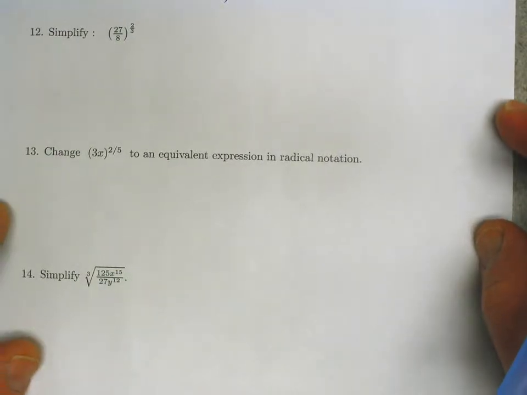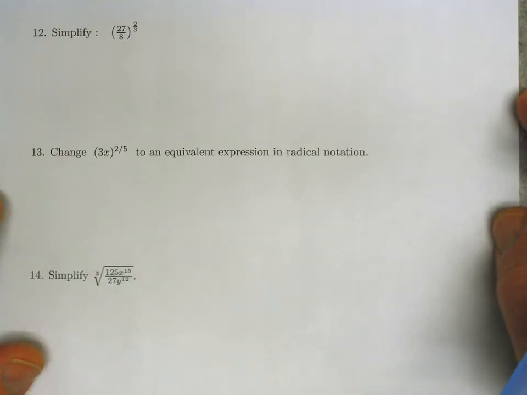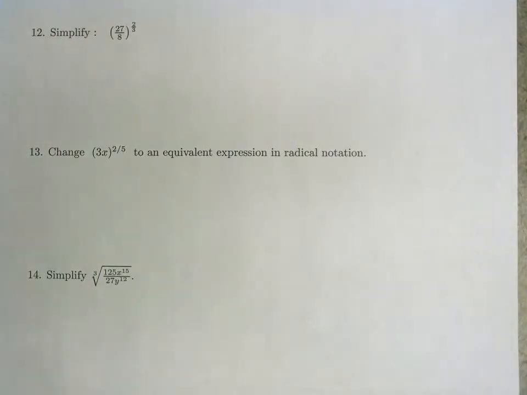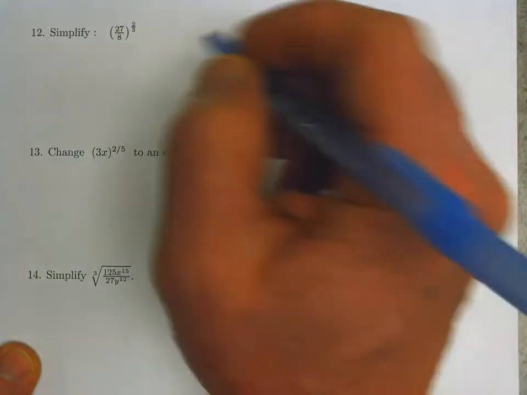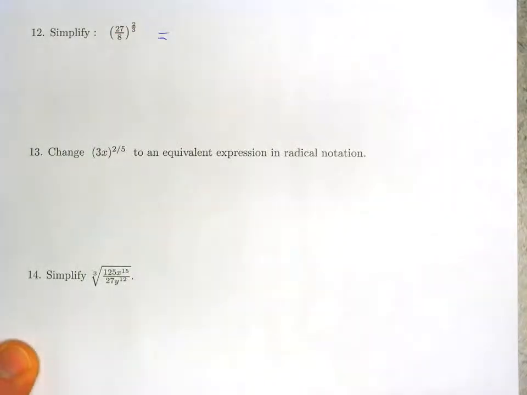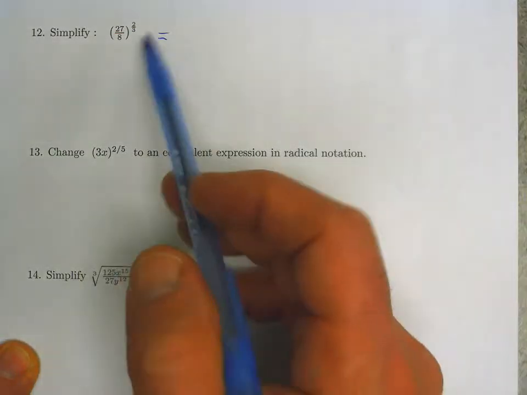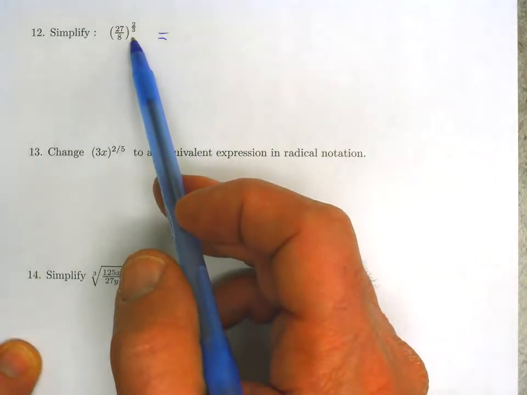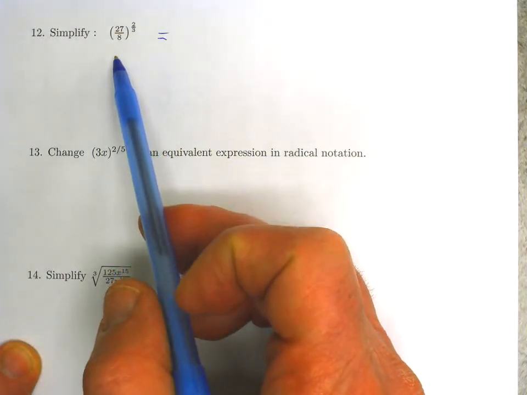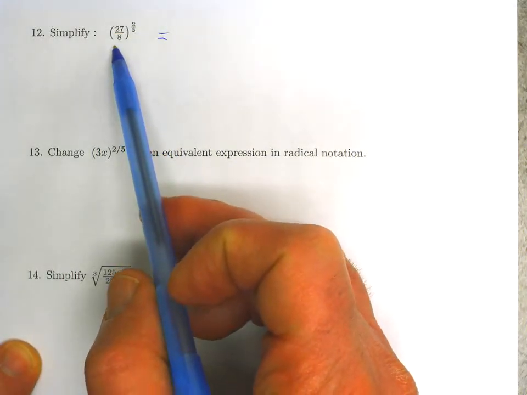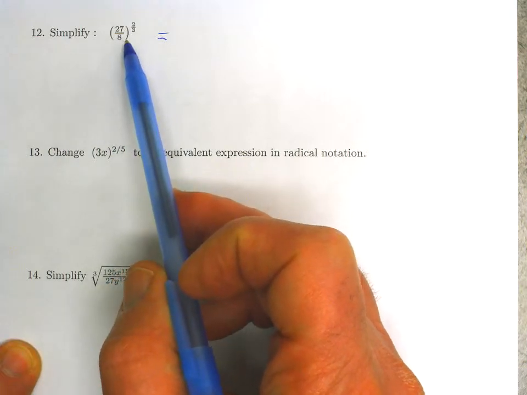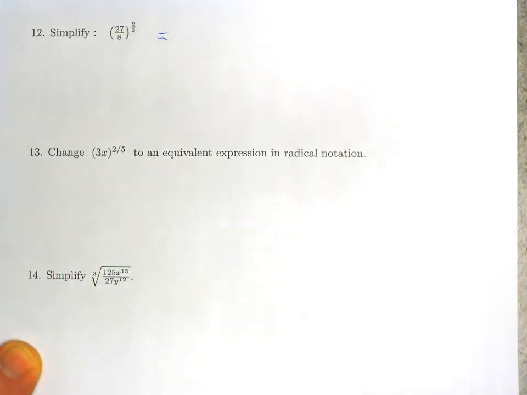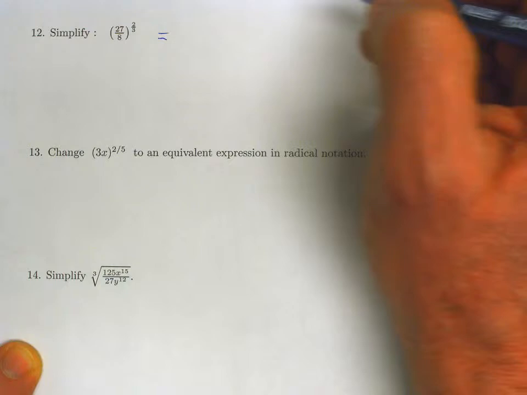Okay, number 12. This one says simplify 27 over 8 raised to the 2/3 power. Okay, the exponent is a fraction. The denominator of the exponent is 3, so that implies a cubed root. And notice that both 27 and 8 are perfect cubes. So this is going to work out really nicely.